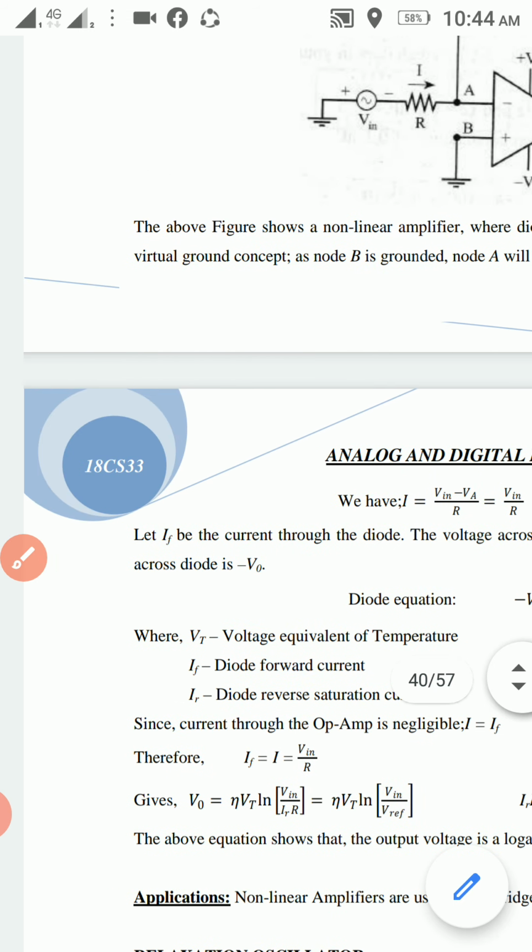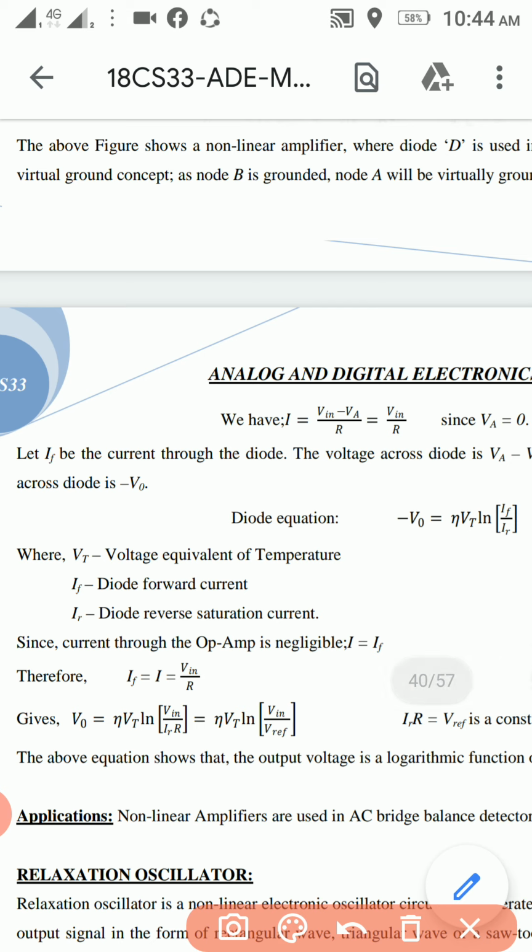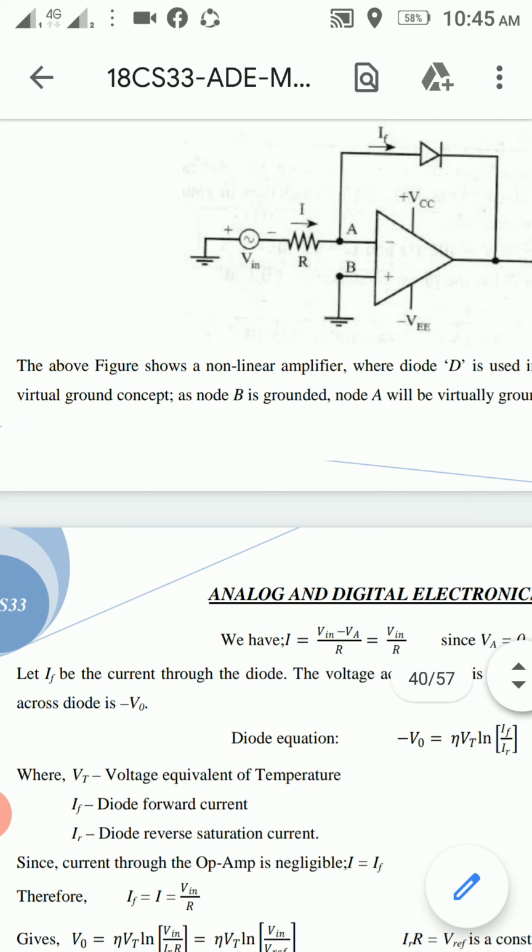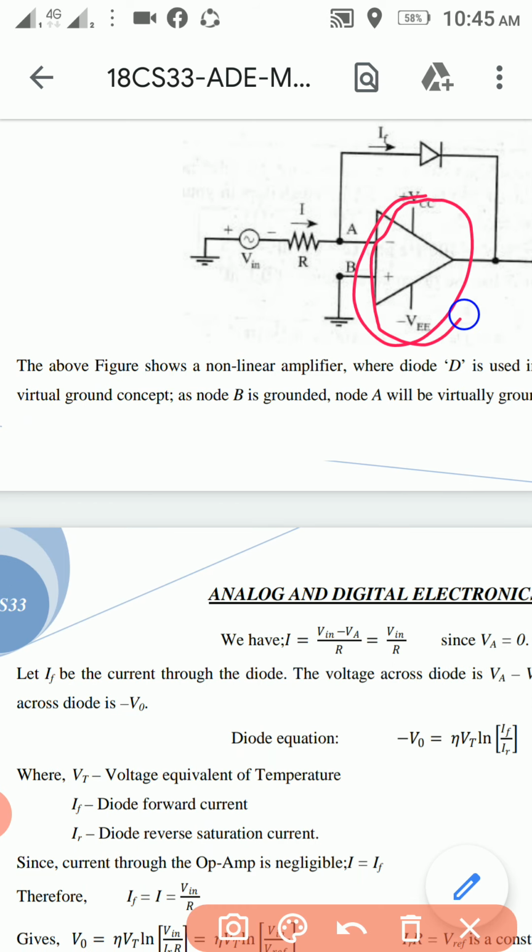In this diode equation you have to remember what VT is, the voltage equivalent of temperature, and IF is the diode forward current, and IR is the diode reverse saturation current. One more thing to remember is that the current through the operational amplifier is negligible, because whatever current we are flowing is in that resistor and that diode, but there is no current flowing through the operational amplifier. It is very negligible in quantity, so I need to neglect that.